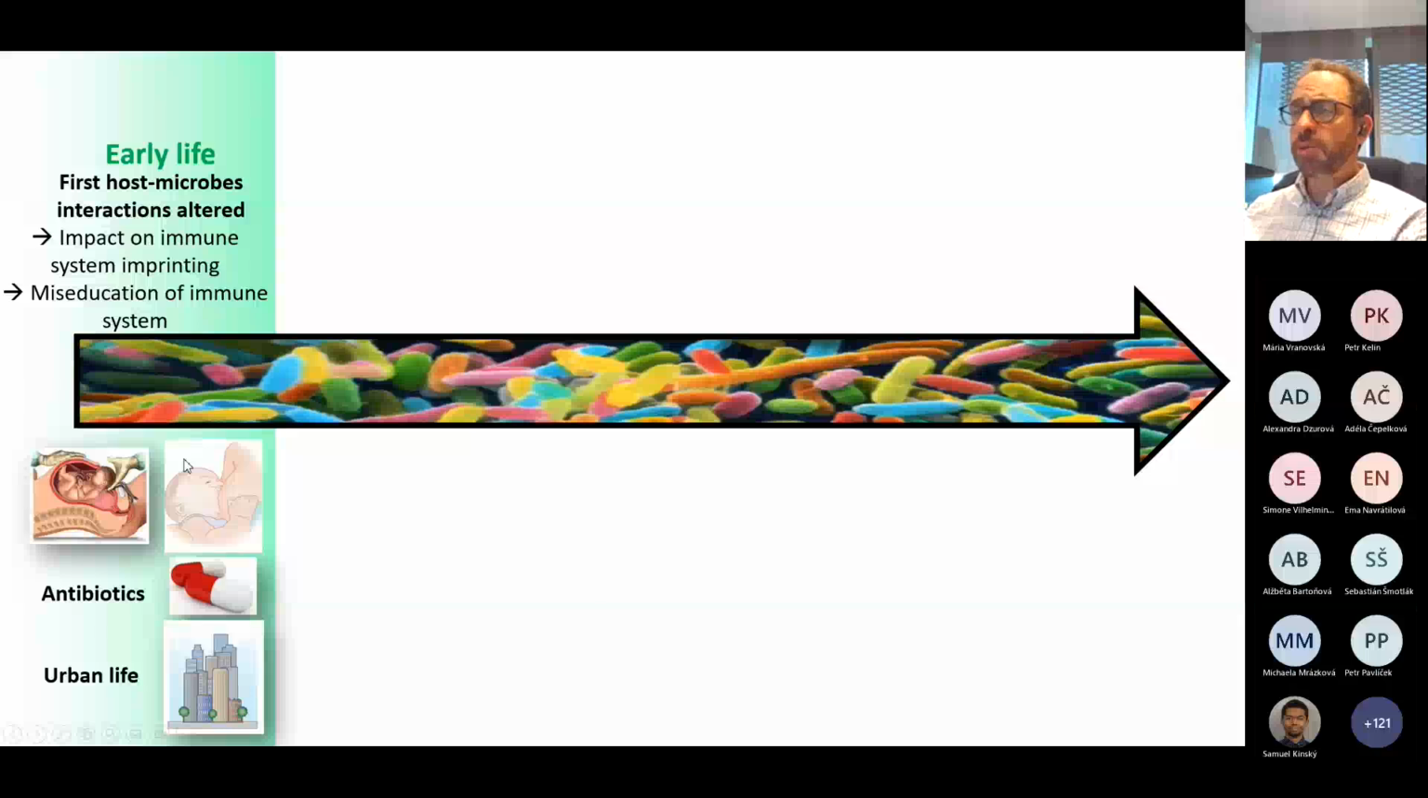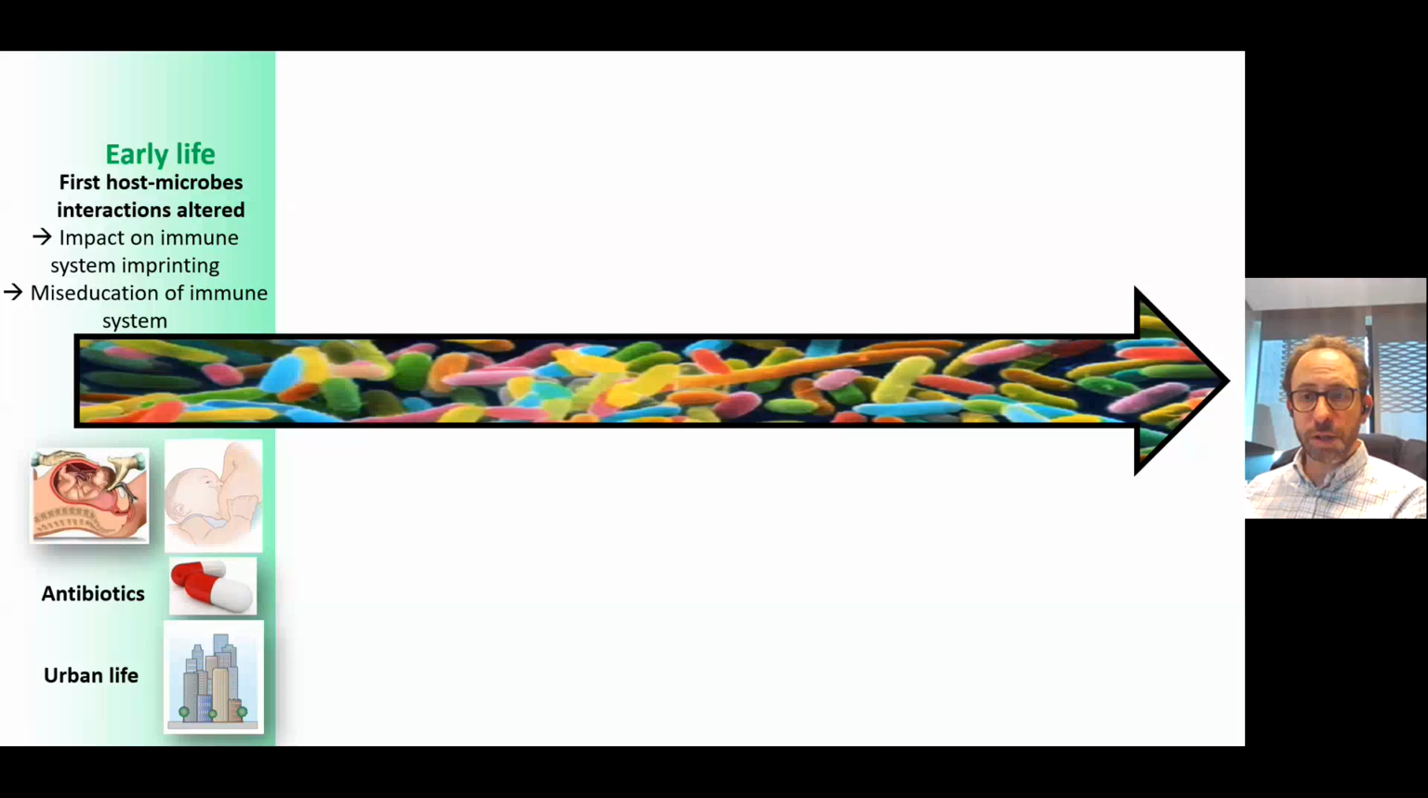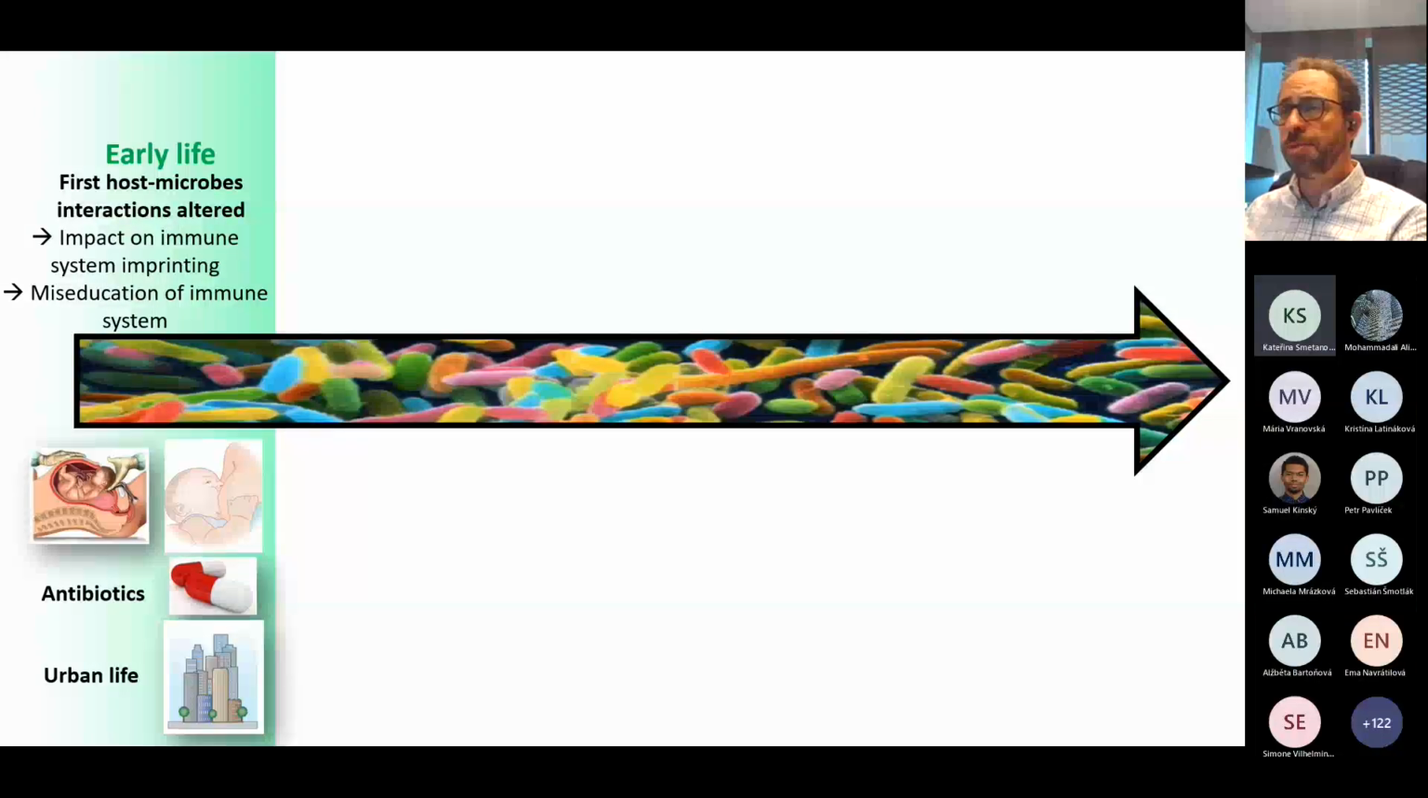And we think now that the first host microbes interactions occurring early in life are very important and can indeed impact the immune system and even globally our physiology, and if these interactions are altered, it can lead to a miseducation of the immune system and potentially to the development of immune-related disease later in life.